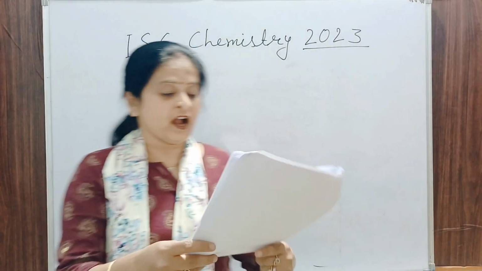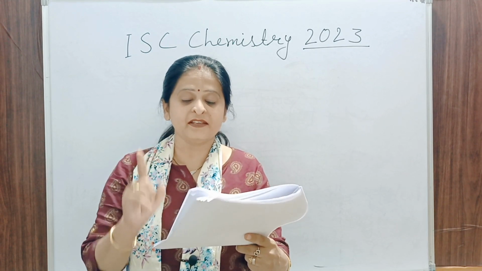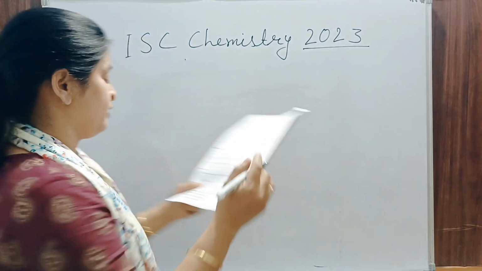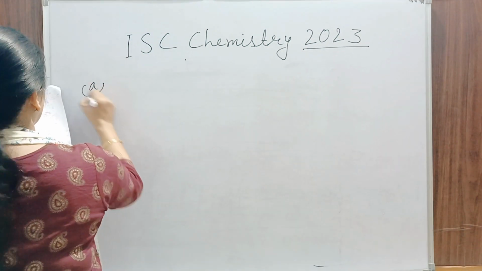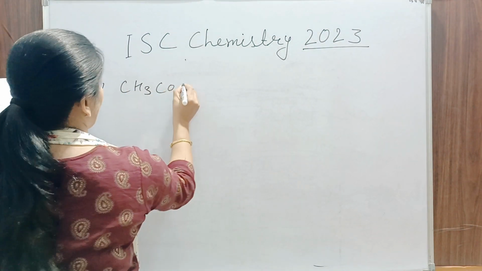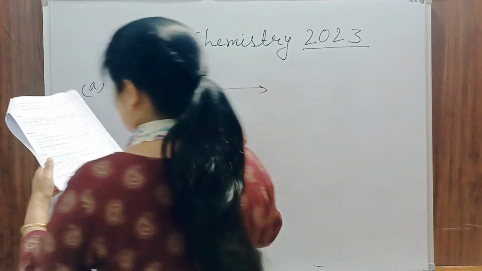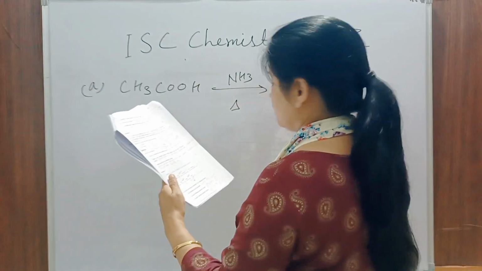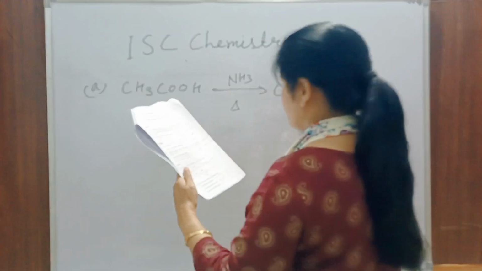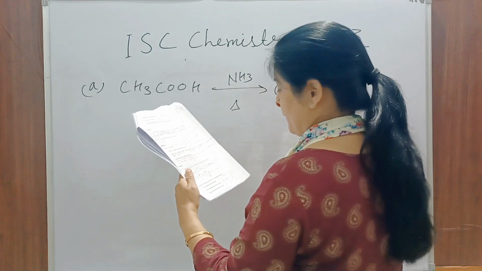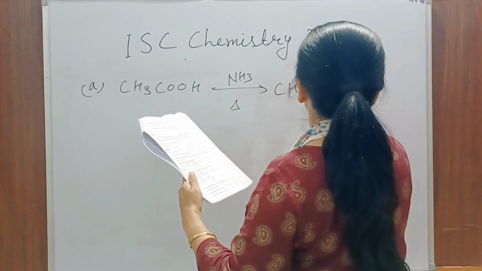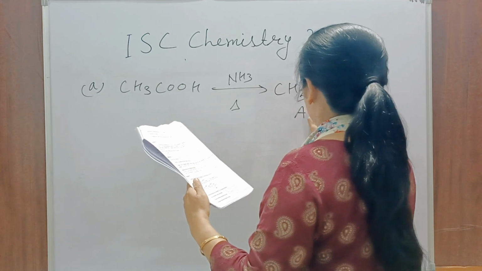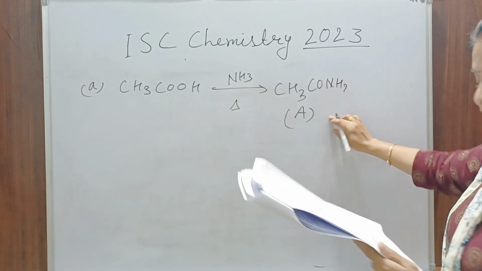Question number 17. Identify the compounds A, B, C in the following reaction. For A, CH3COOH is given with NH3 and heat. So what do we form here? CH3CONH2. So that is the answer A.